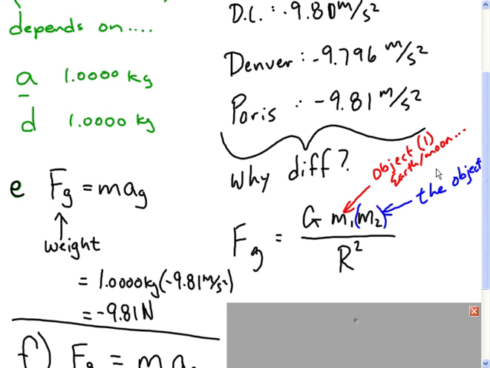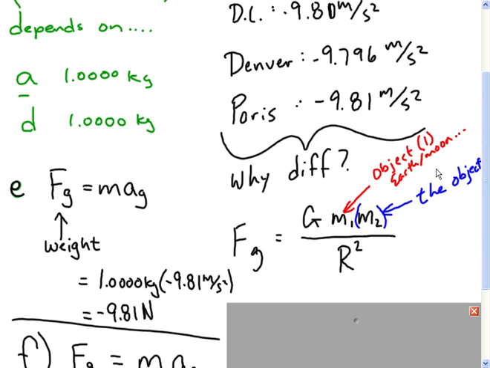G is a constant, kind of like the number half in half AT squared. AT squared isn't equal to distance, but half AT squared is. So that number's just always there. And you don't need to concern yourself right now with what number G actually is. What I really want you to understand is all the measurements that go into calculating the weight of an object.